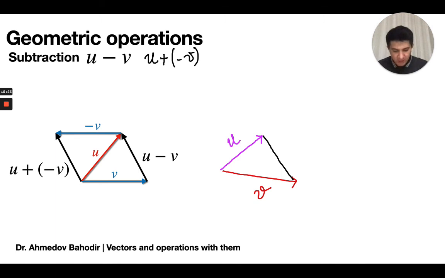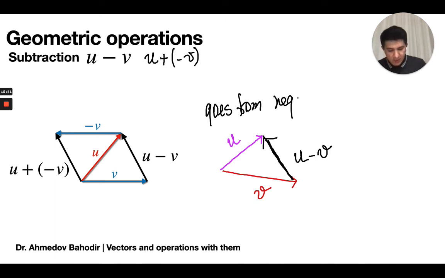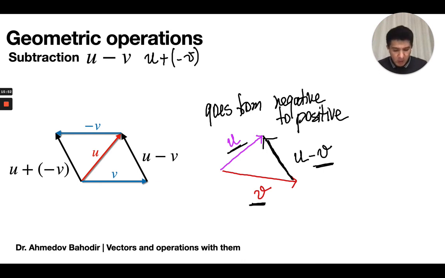If you would like to subtract v from the u, the direction of the vector is going to go towards the u. The rule is that the direction of this resulting vector always goes from negative to positive, from the negative vector to the positive. You see, your vector v here is the negative one, right? And the u is the positive. That is why the direction of this black vector is going from negative to positive. So this is how we subtract the vectors.